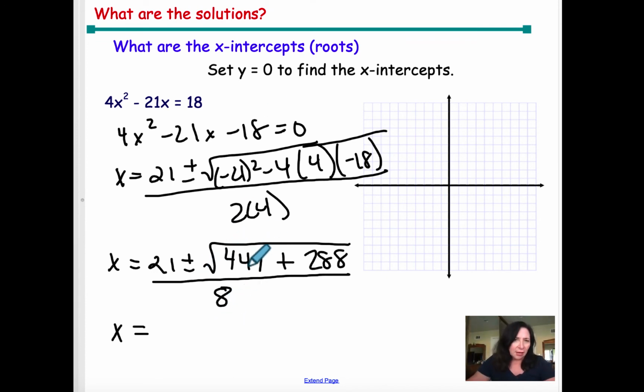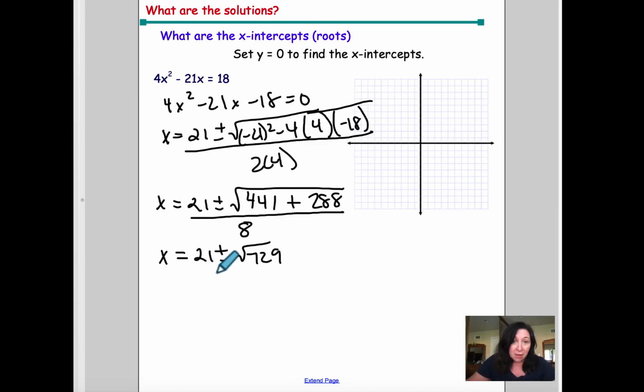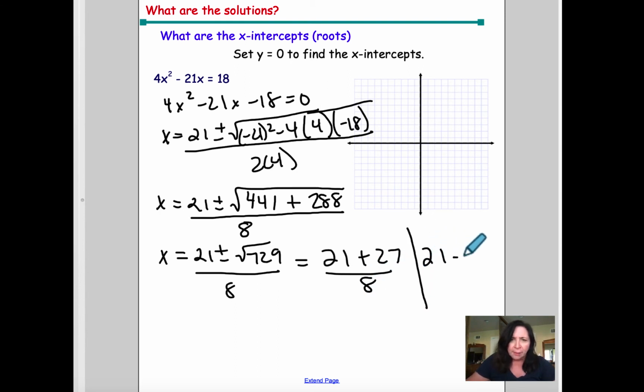So I added in the numbers. 21 squared is 441. 16 times 18 is 288. You have a negative times a negative. It's a positive. 441 plus 288 is 729. So 21 plus or minus the square root of 729 over 8. So that is going to be 27. So we've got 21 plus 27 over 8. Split that up. And 21 minus 27 over 8.